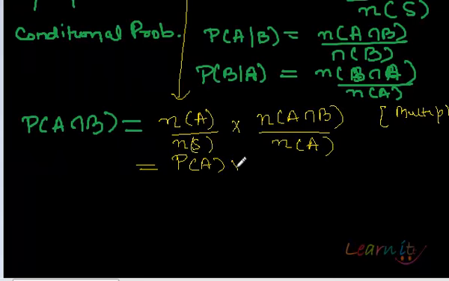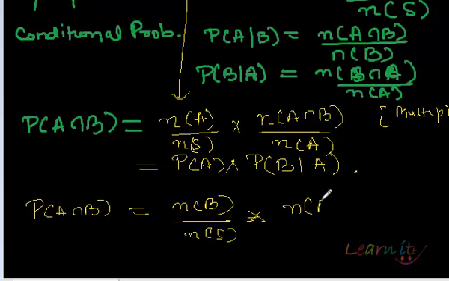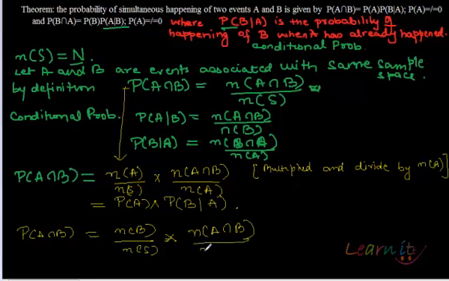the probability of A into the conditional probability of B conditional to A. And similarly, P(A ∩ B) can also be n(B) upon n(S) into n(A ∩ B) upon n(B), that would equal probability of B into probability of A conditional to B.